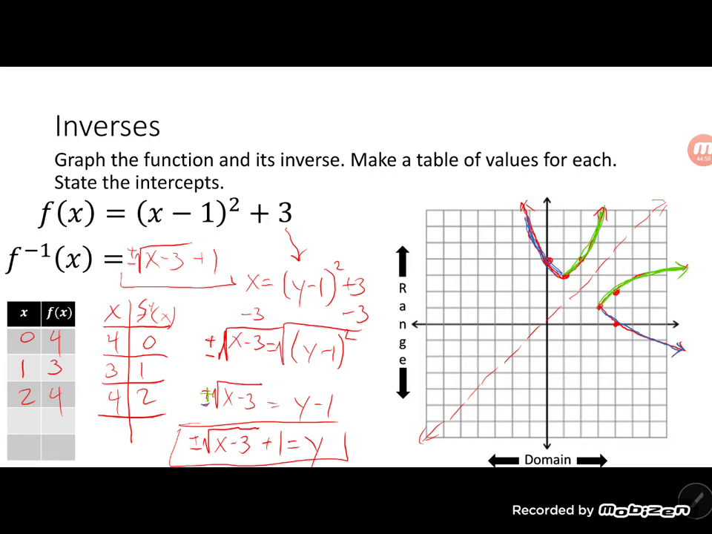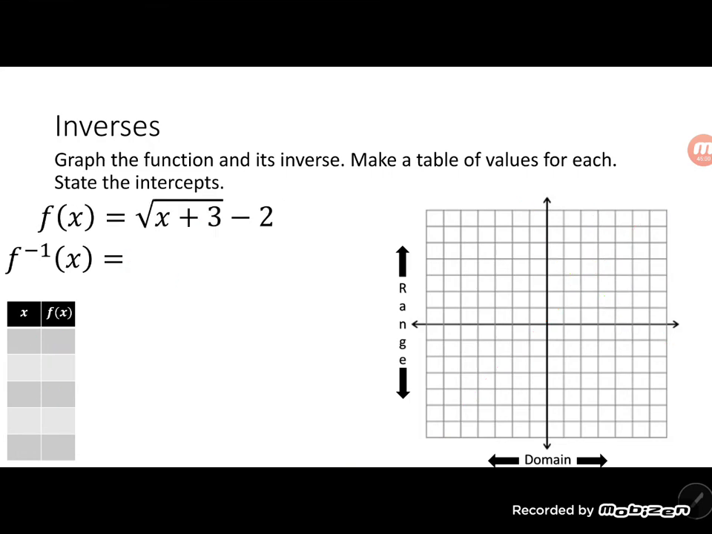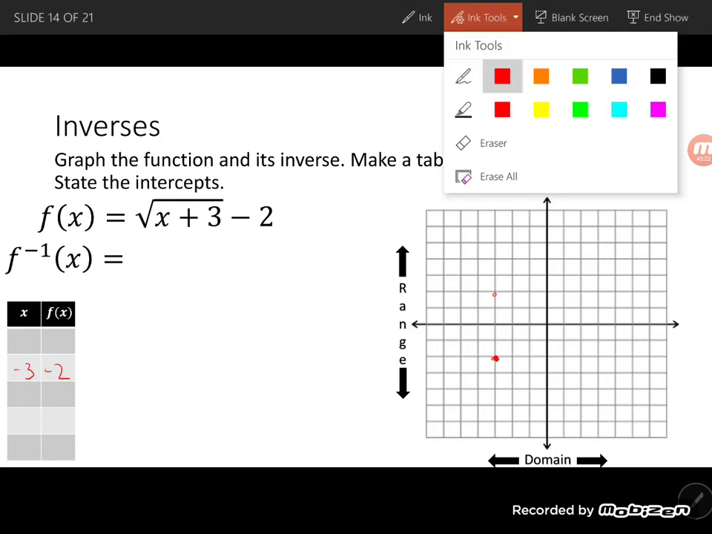Let's go ahead and do one more. These are definitely not too bad. Same deal as before, we're going to graph this. How can we graph it? We're going to find the vertex. So we're going to put -3, -2 as our vertex. We're going to go right there. Okay? And so that gives us a starting point.